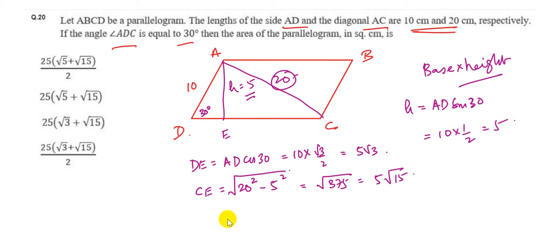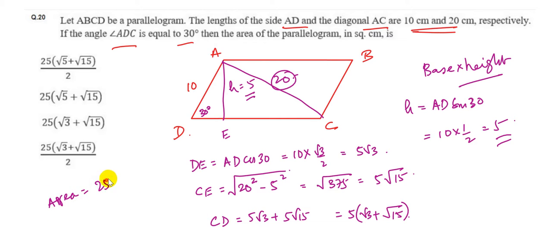So that means the total length of CD would be 5 root 3 plus 5 root 15, which is 5 into (root 3 plus root 15), and the height is 5, so the area will be 25 into (root 3 plus root 15).